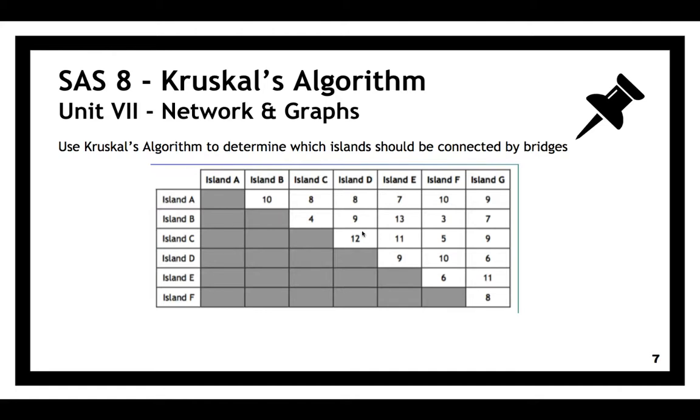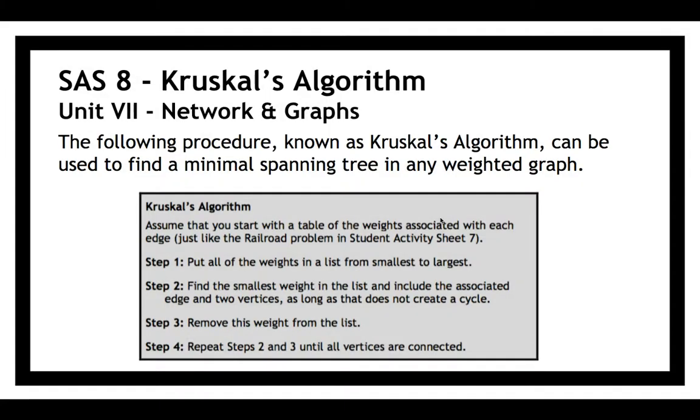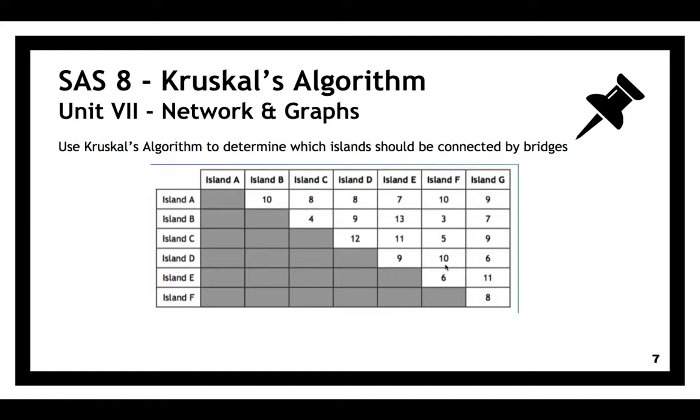How would we do that? We would actually use this and line up all these numbers in order. So the first step in Kruskal's algorithm is to put all the weights in a list from smallest to largest. So 3 would be the smallest, and then 4, and then 5, and then 6. And then there's 2 7s, and then 3 8s, 3 9s, and so on through 13. We're going to put those in a line.